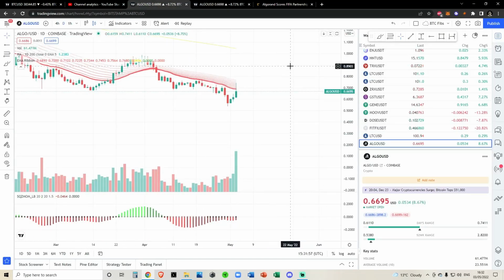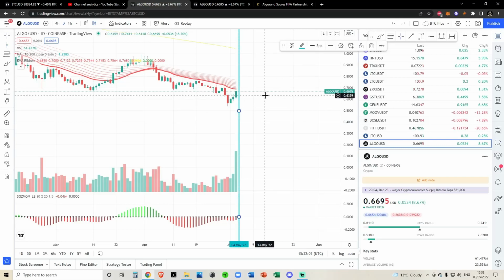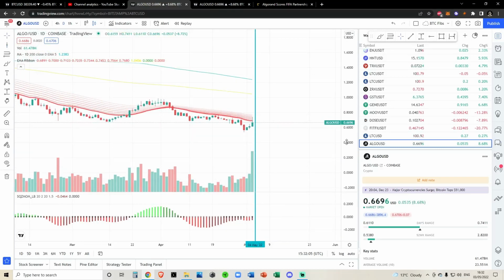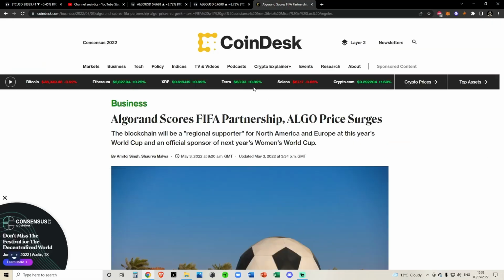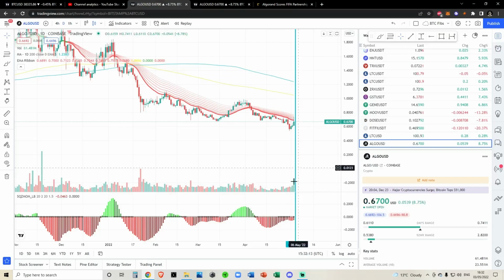Now, does this mean that you should buy Algorand at this moment in time? Well, in my personal opinion, no. I'm not here to give financial advice. What you do with your money is up to you. However, for me personally, I acknowledge that this is some very bullish news. I acknowledge that this is going to help Algorand grow. This is going to increase the demand. This is going to increase the exposure for Algorand. All bullish signs.